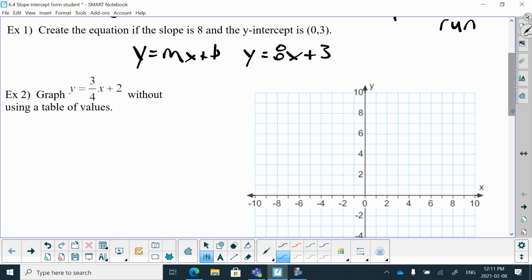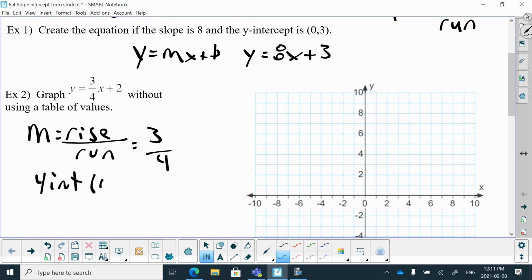What information can we pull out of this equation? 3 over 4 x. What about the 3 over 4? What is the slope? Rise over run. Yes. You don't need to write this rise over run stuff down, but you sure can. But it is 3 over 4. What else do we know? 2 is the y-intercept. As an ordered pair, Darren? 0, 2 is our y-intercept.